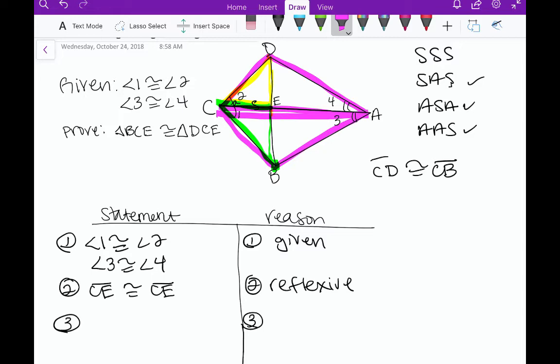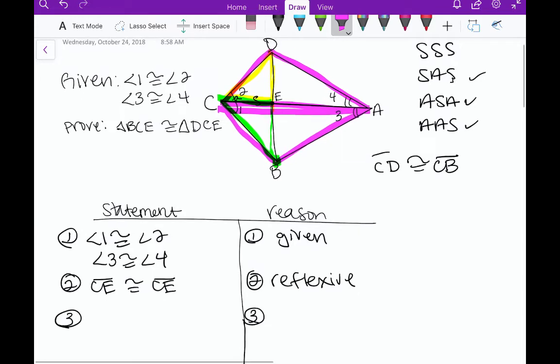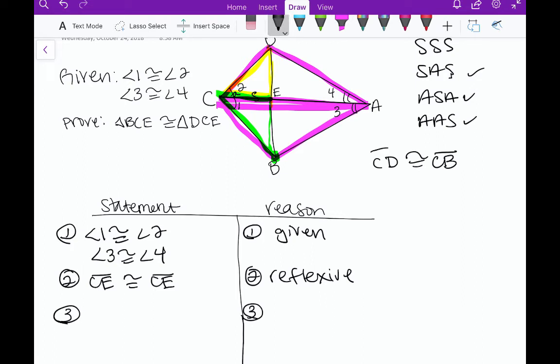I know I've kind of really done a lot with the drawing there, but hopefully you see what I'm talking about. So how could I prove that triangle CBA is congruent to triangle CDA? If I can prove this, then I can say this because that would be the corresponding parts.